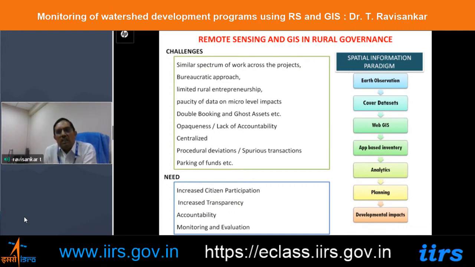We need to have the Earth observation systems and cover data. Then we need to have WebGIS applications. Then an app-based inventory of the geotagged assets that have been created on the ground. Then once the data is there, we have to do some analytics. Then we should go for planning, and then see the developmental impacts that have been created in the field.